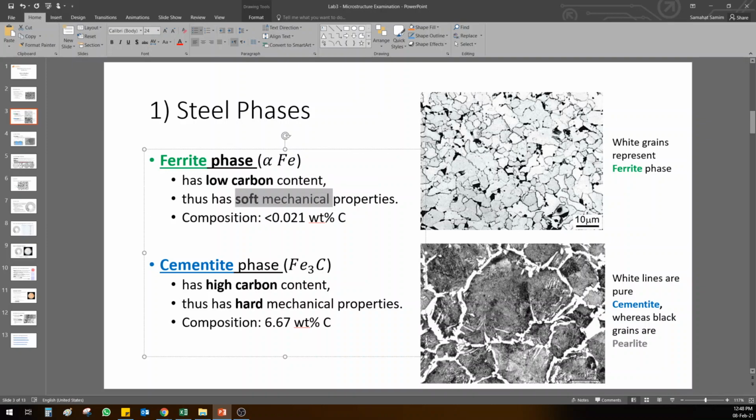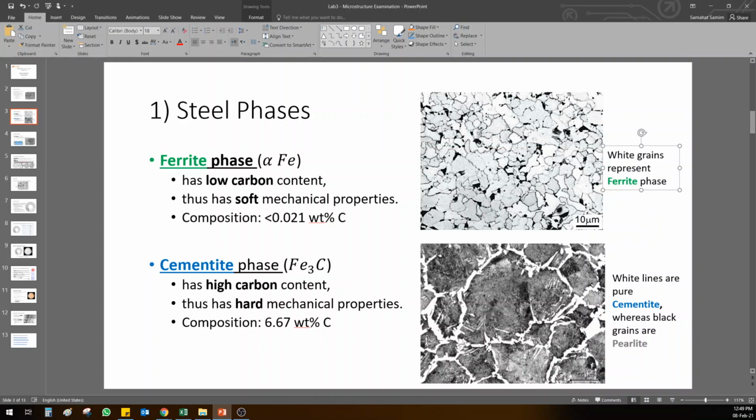How can you know? The composition of ferrite has less than 0.021% of carbon inside ferrite. Okay, less than 0.021% of carbon inside ferrite. That's why it has soft mechanical properties. What do you mean by mechanical properties? It means if you try to bend it, it will bend because it's soft. If you try to break it, it will break because it's soft. So anything you want to do physically with ferrite, it will be soft in nature. And remember, ferrite is white grains in the microstructure.